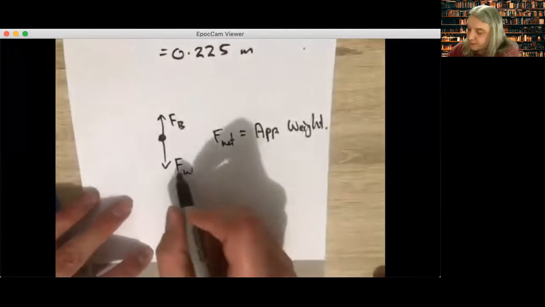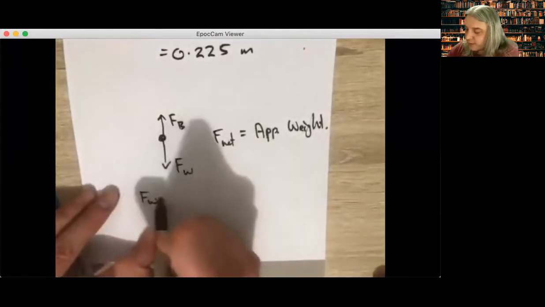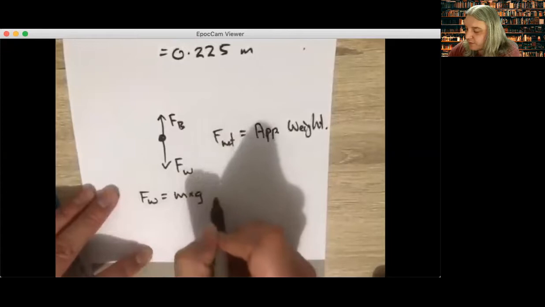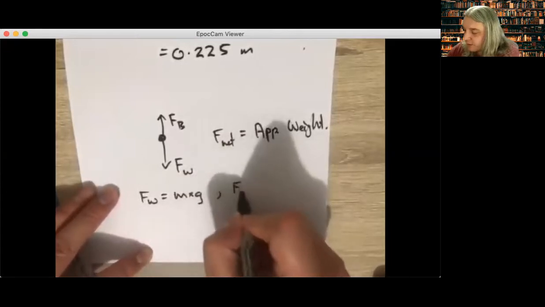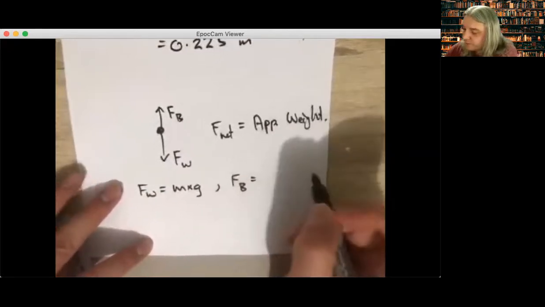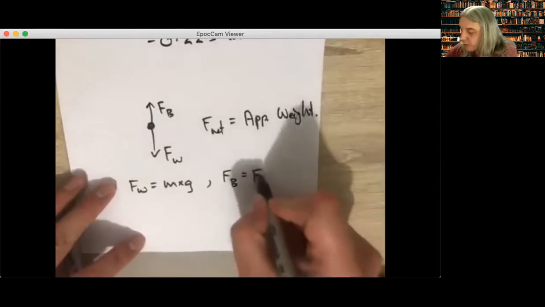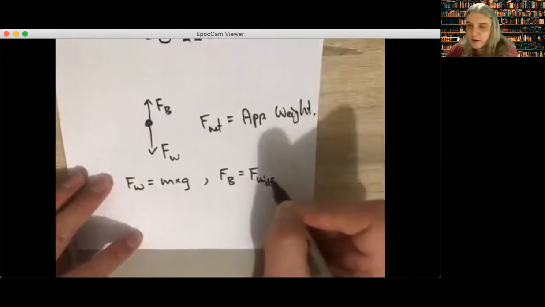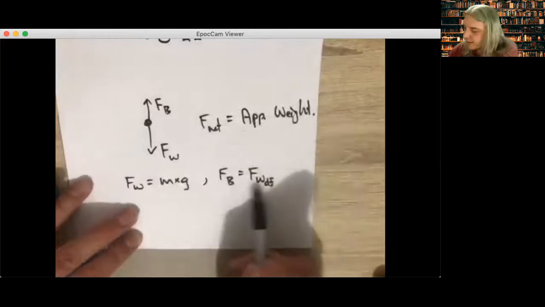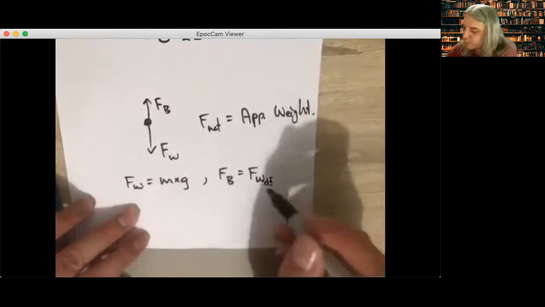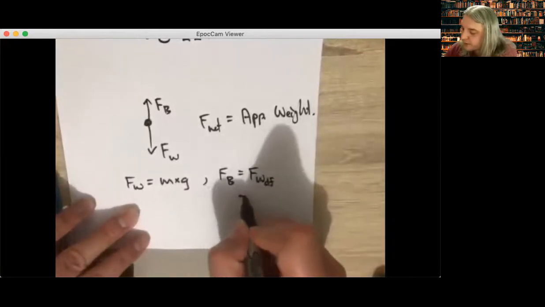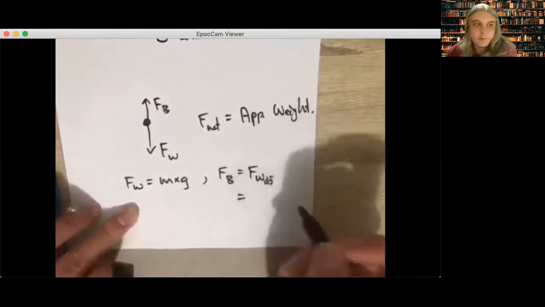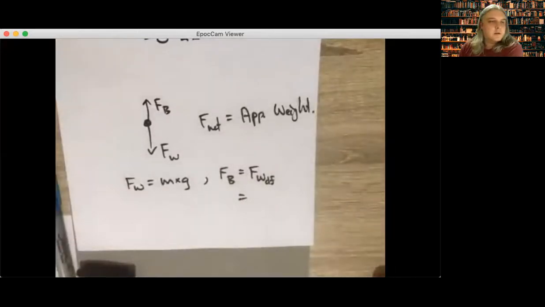And so we've been told the mass. So F weight is equal to mass times gravity. That's easy enough. And the buoyant force is going to be the weight force of the displaced fluid, right? Archimedes principle, just drilling that in, the buoyant force is the weight force of the displaced fluid. We've been given a volume. We've been told, did we get told pure water? Yes, pure fresh water, so pure water.